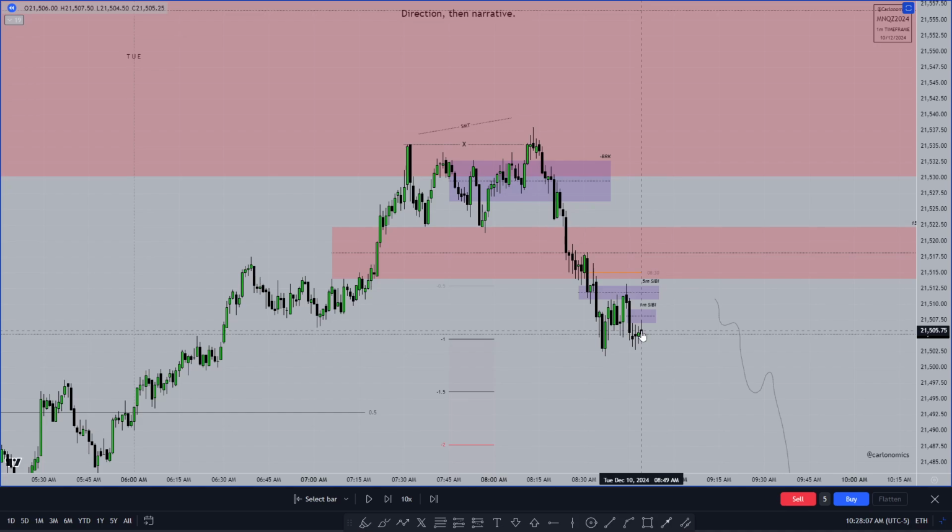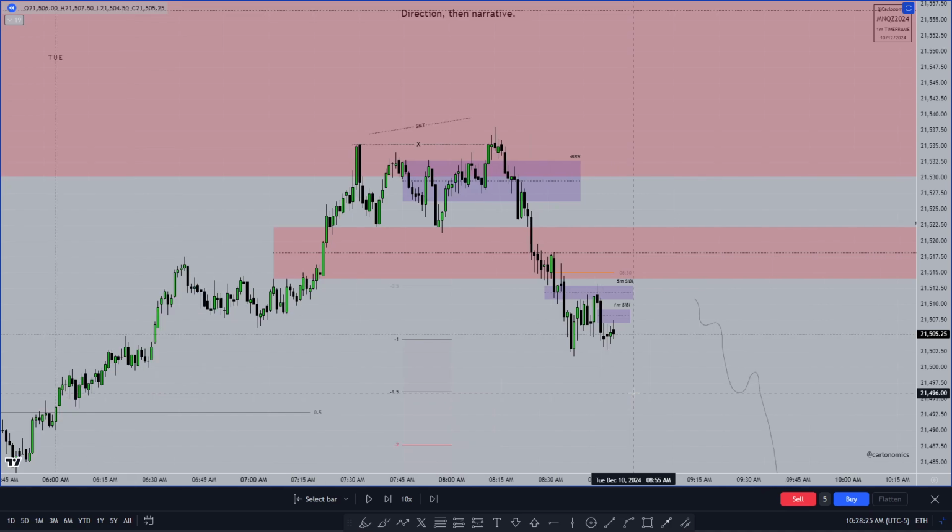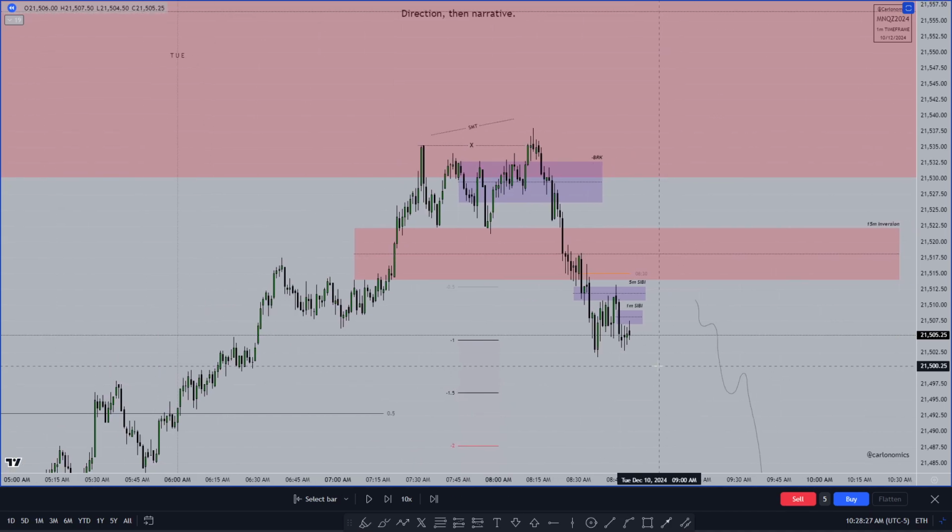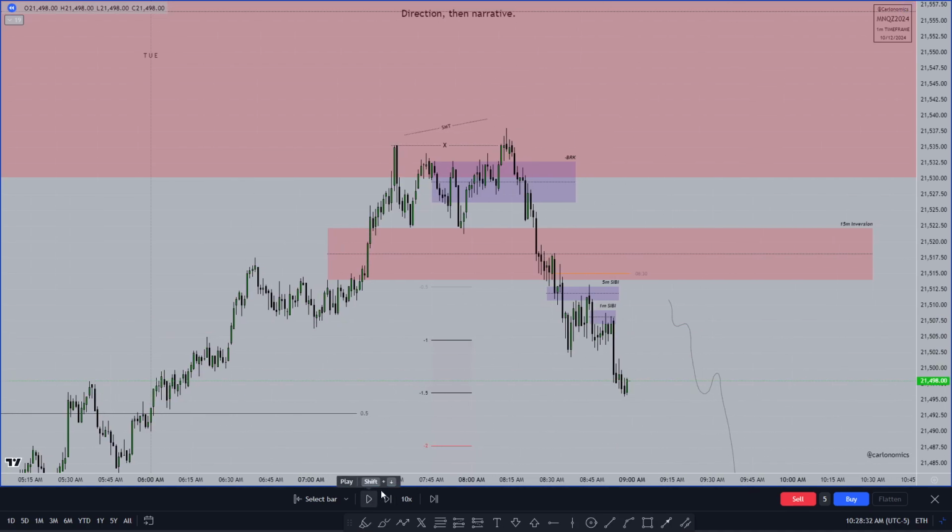So I did not journal. I did not create a market game plan. I just clicked the sell button because every criteria was met. As every criteria was met, all I have to do is execute. So I went short, and I went short initially with 3 contracts. Then I went another short with 2 contracts at this other SIBI.